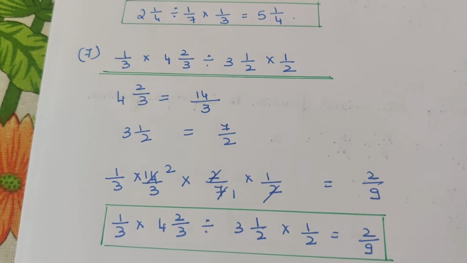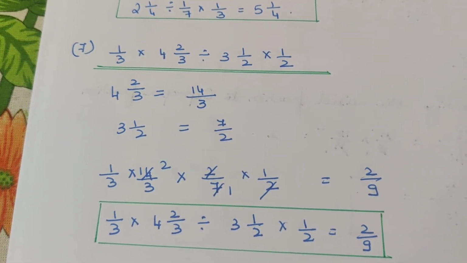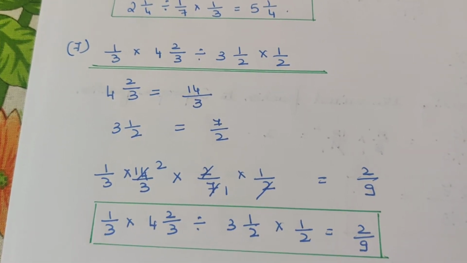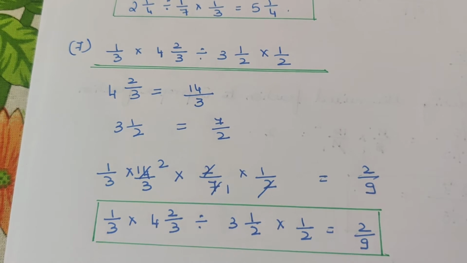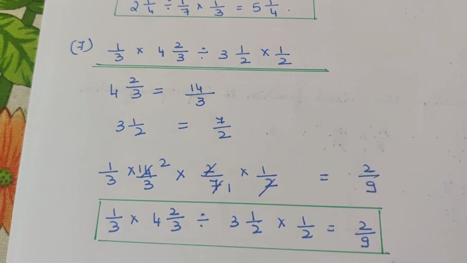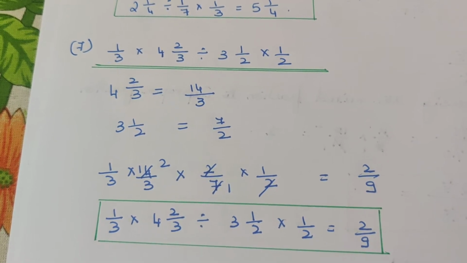that is equal to 2 by 9. I'm just pausing for you to see the calculation. Therefore 1 by 3 into 4 2 by 3 divided by 3 1 by 2 into 1 by 2 is equal to 2 by 9.